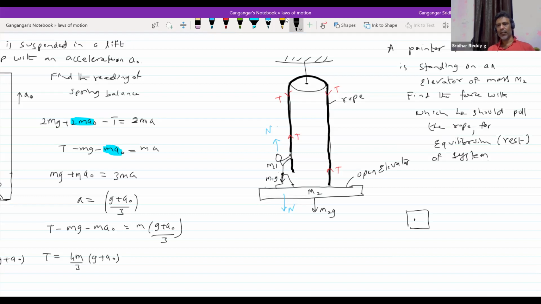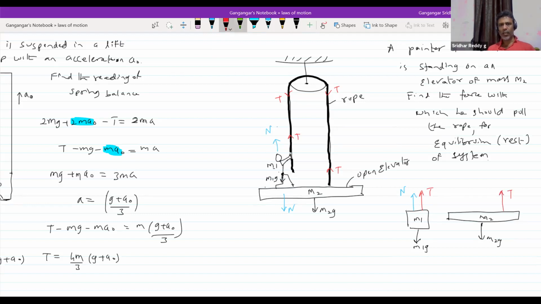On the person, what are the forces? Normal contact, the tension, and its weight. Draw one free body diagram, nothing wrong. No, this is M2, M2G. So here the tension T.